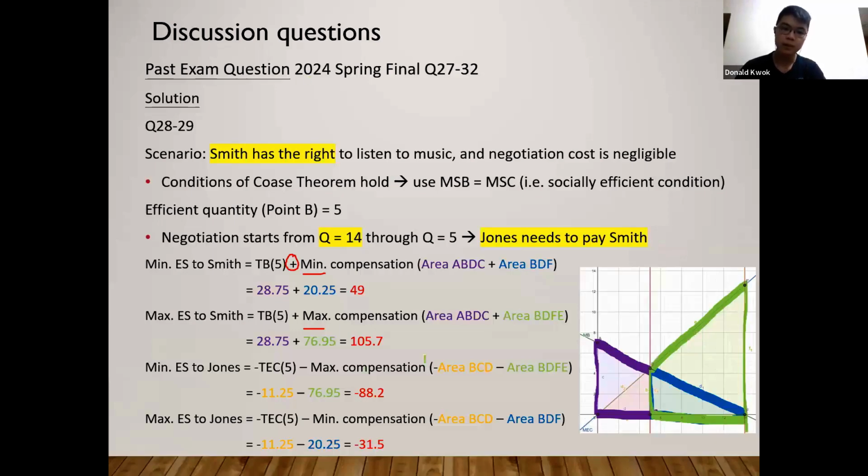Okay, so putting all the numbers here, then we can find the upper bound and the lower bound of the economic surplus accrued to Smith. How about the economic surplus accrued to Jones?